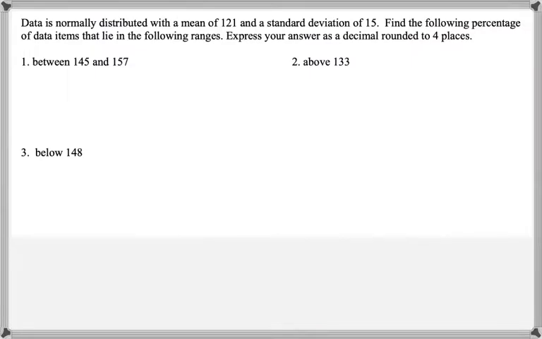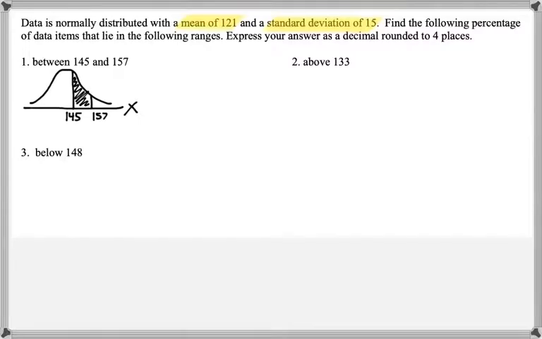Data is normally distributed with a mean of 121 and a standard deviation of 15. Find the following percentage of data items that lie in the following ranges. Express your answer as a decimal rounded to 4 places. So number 1 says between 145 and 157. So the picture is going to look something like this.